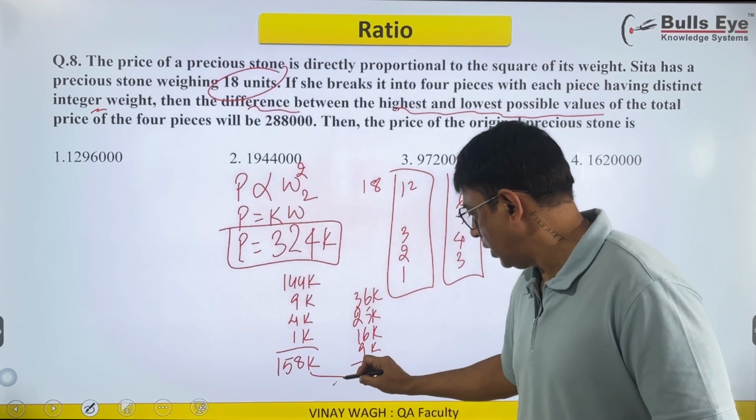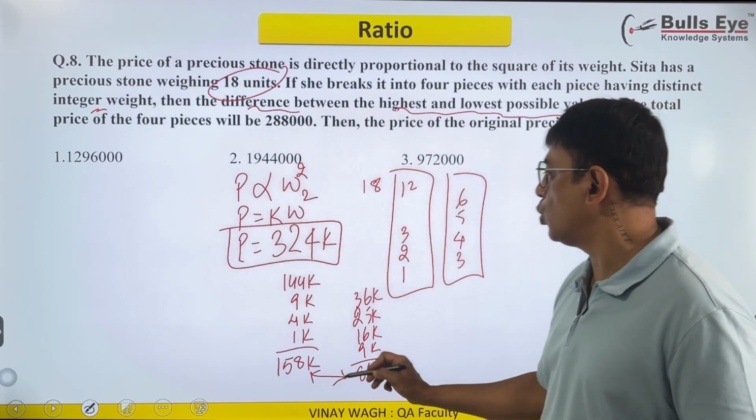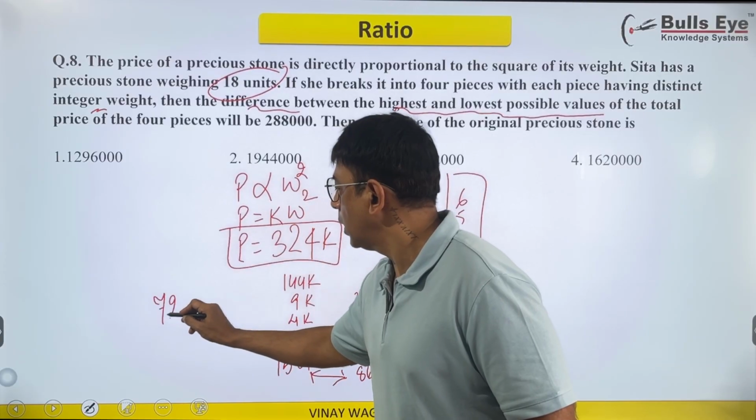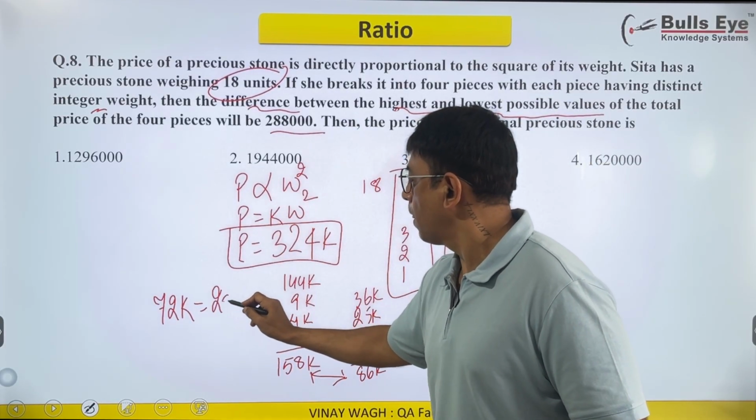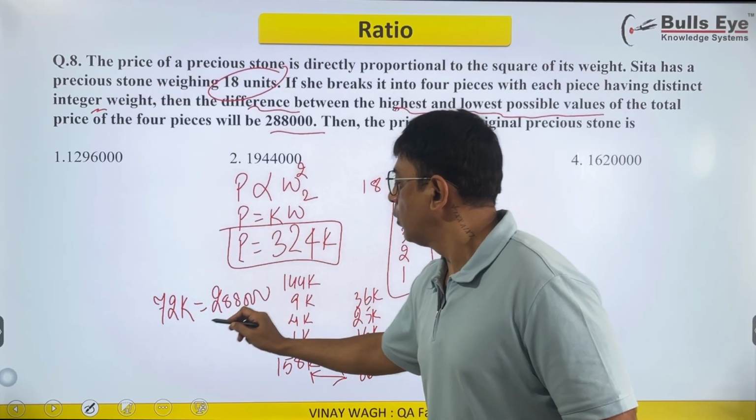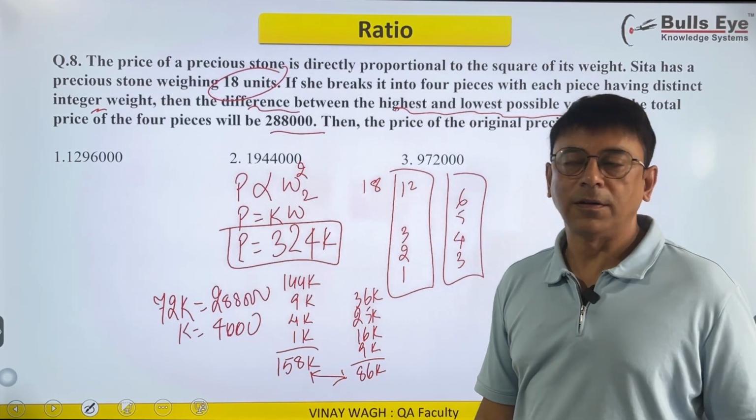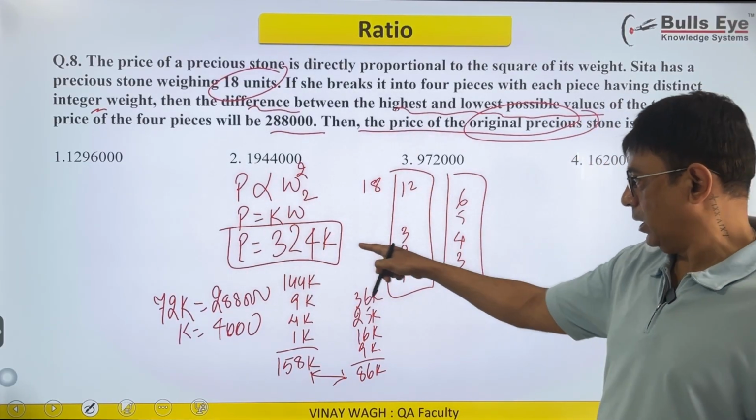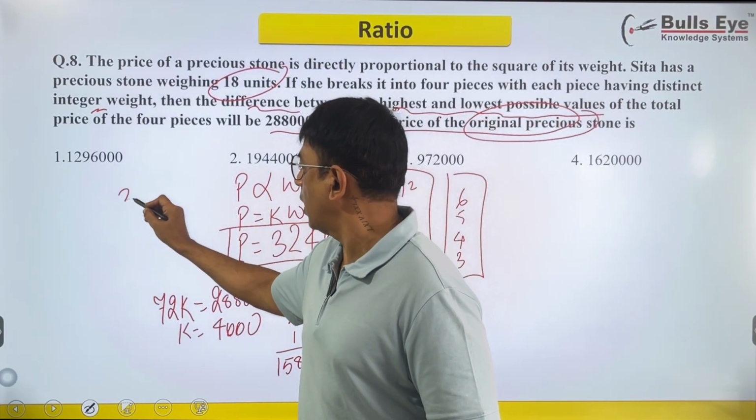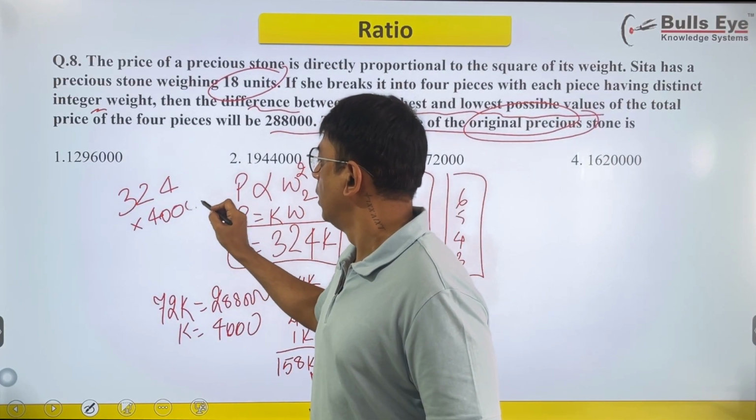And the difference between these two, how much is that? 14 and 58, 72. So this difference is 2,88,000. So K is 4,000. That's it. So if K is 4,000, then the price of the original precious stone, that is this. So we have our answer as 324 into 4,000.